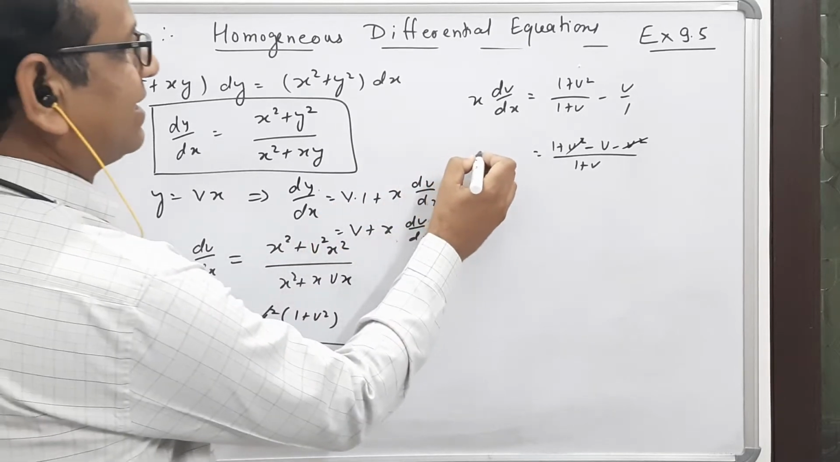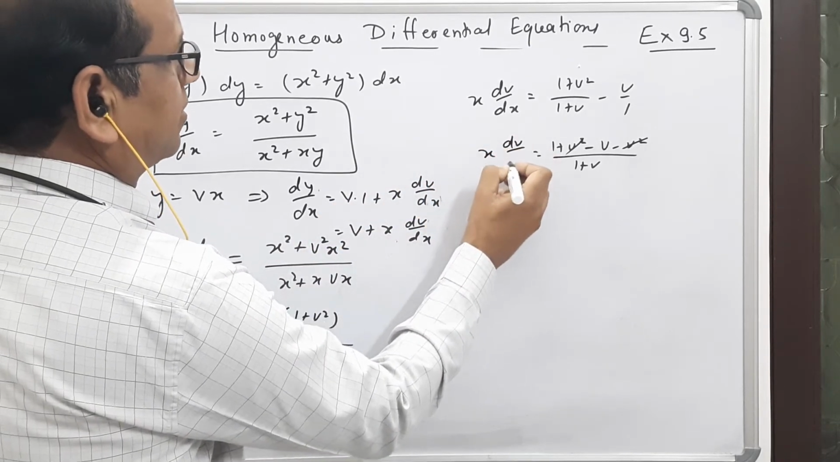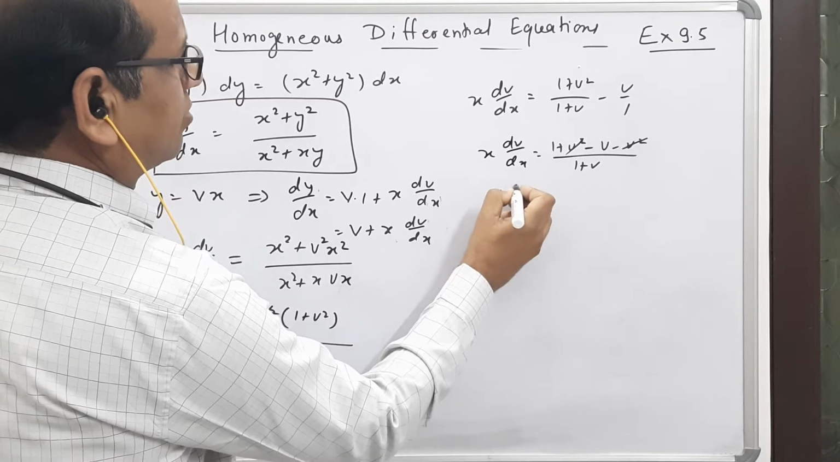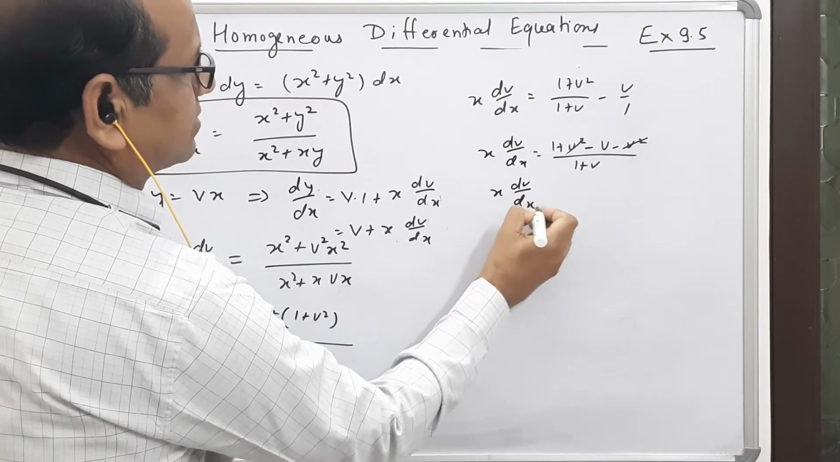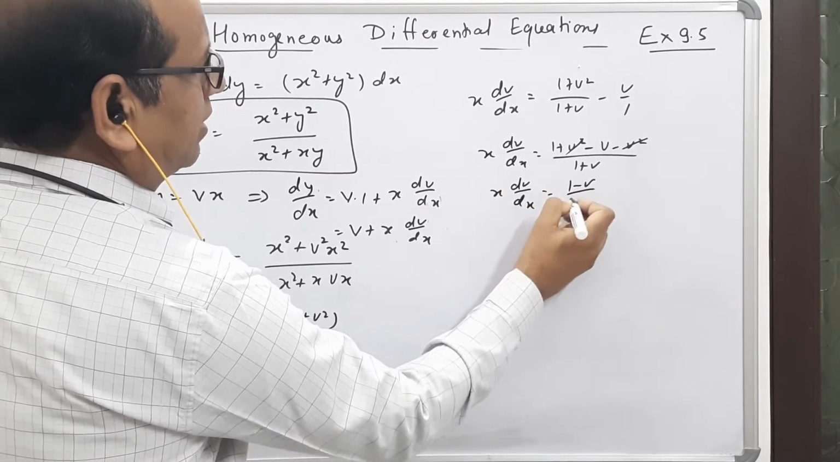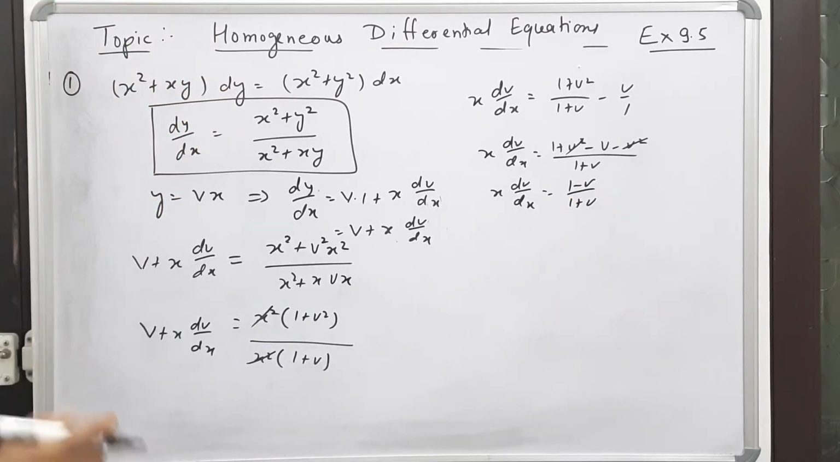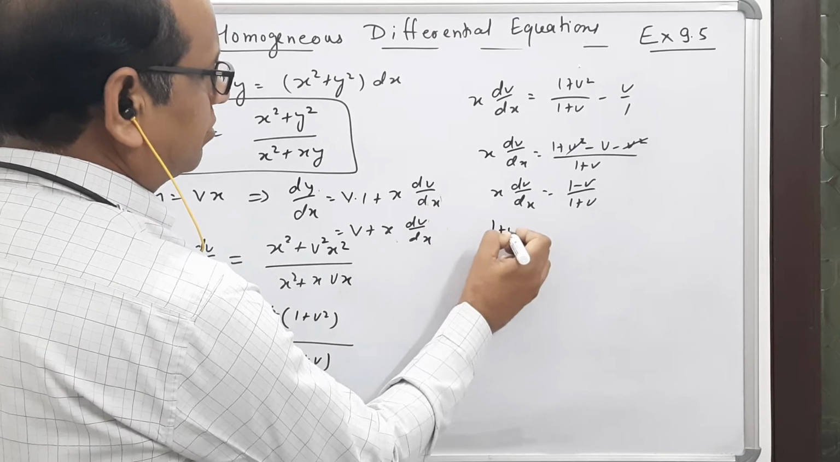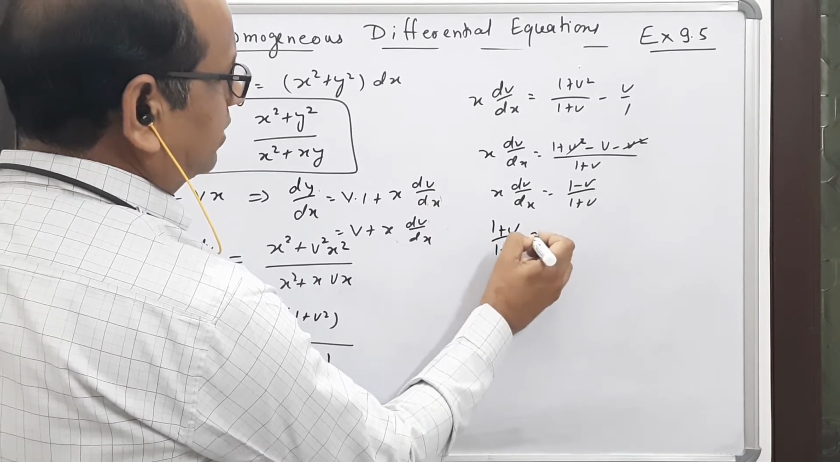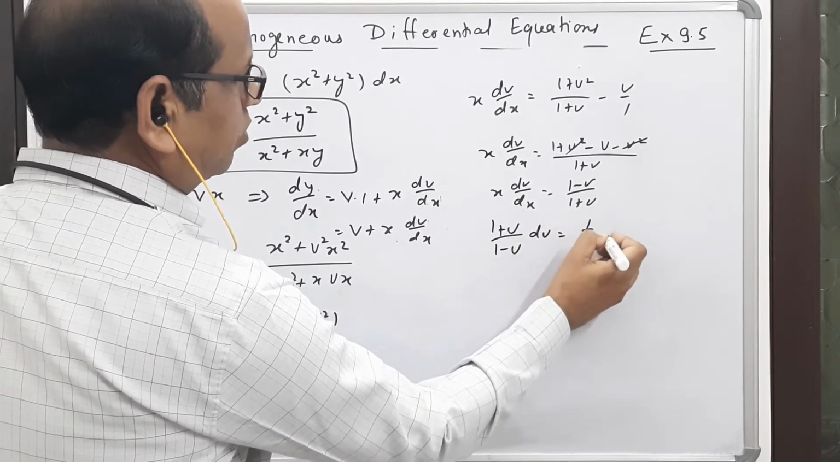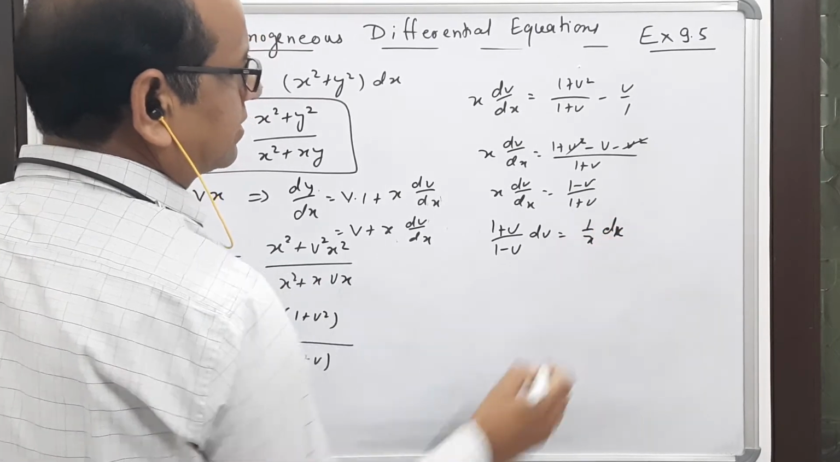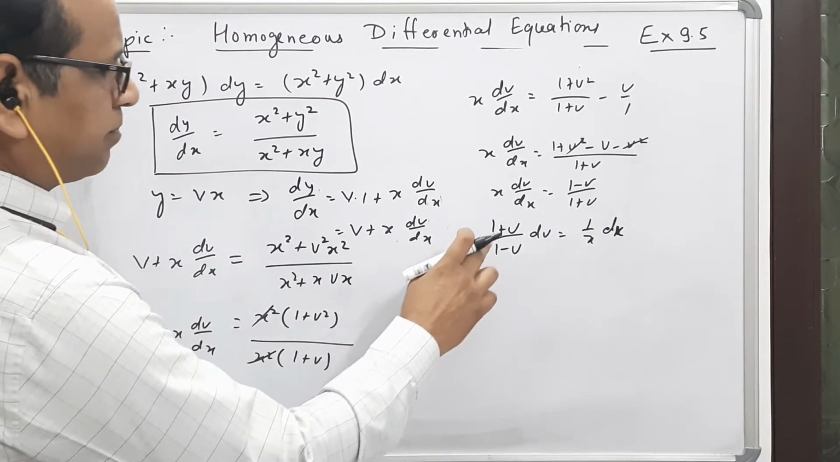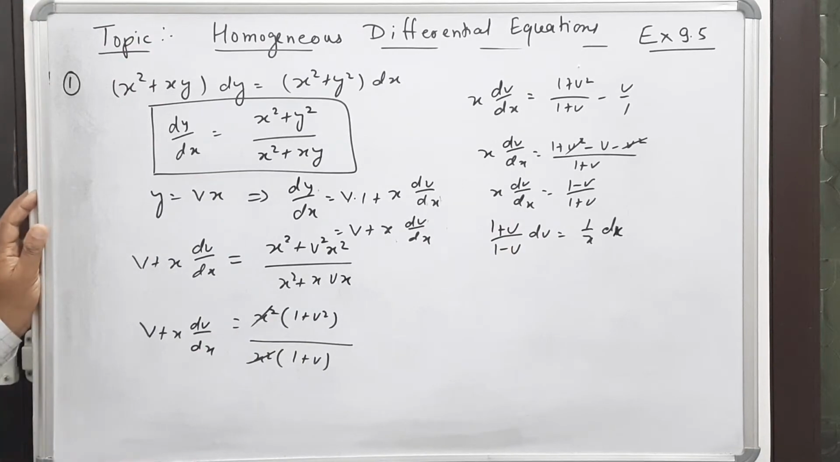Here it is x dv by dx. So now x dv by dx equals (1 minus v) upon (1 plus v). Please see this part. And now we can apply the variable separable method. So by that method, (1 plus v) upon (1 minus v) dv equals 1 upon x dx. And now we can divide it.